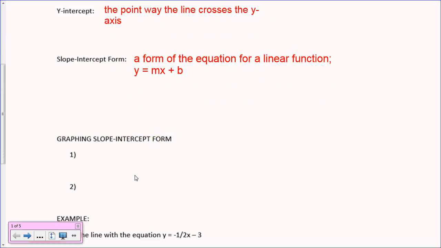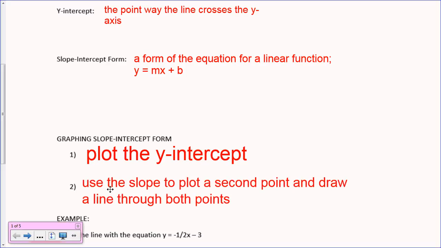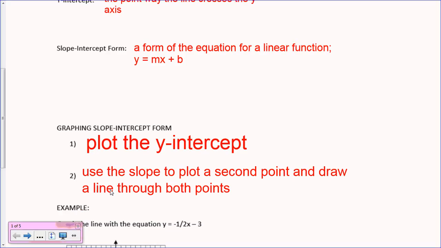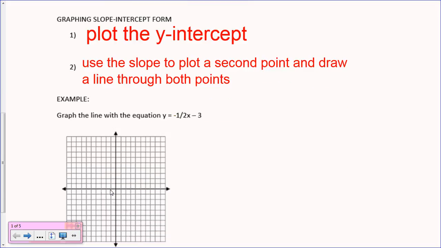So graphing slope-intercept form, it's 2 steps. Step 1, plot the y-intercept. Okay, so if it's -3, that's where you're plotting it on the y-axis at that number. Step 2 is use the slope to plot a second point and then draw a line through both points. Okay, not too bad. All right, so let's practice.